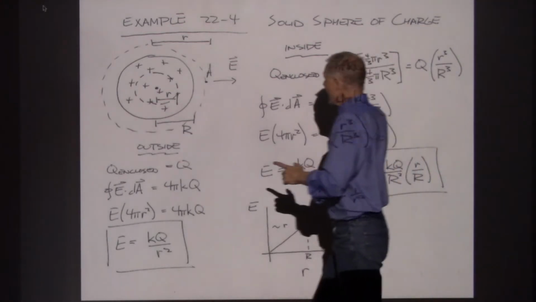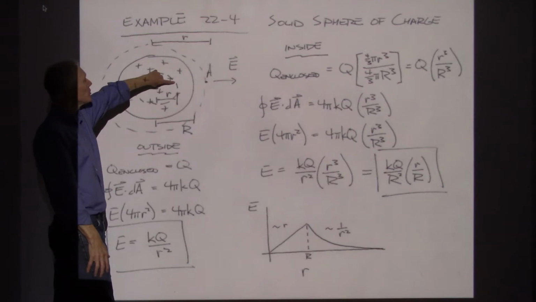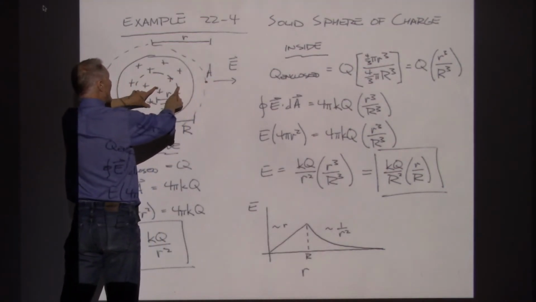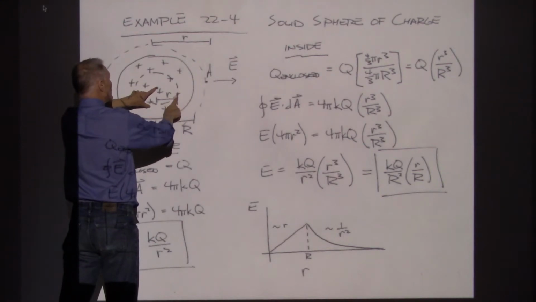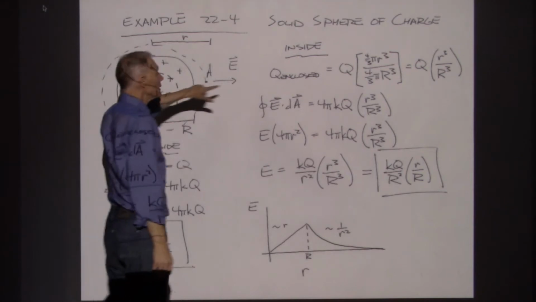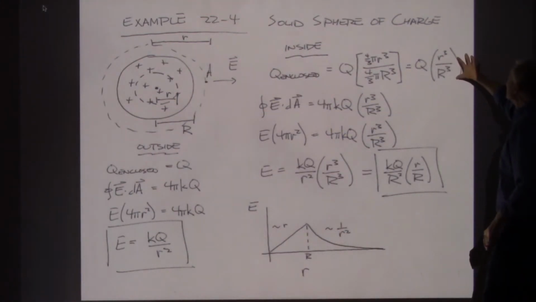Little r now is inside. So I'm using little r to represent regions outside, and I can use little r to represent regions inside. Now it's point B inside, and little r is smaller than big R, and that's the fraction that's enclosed.